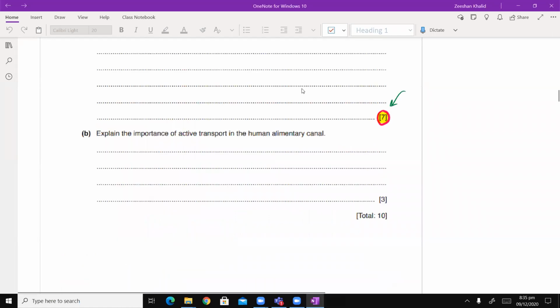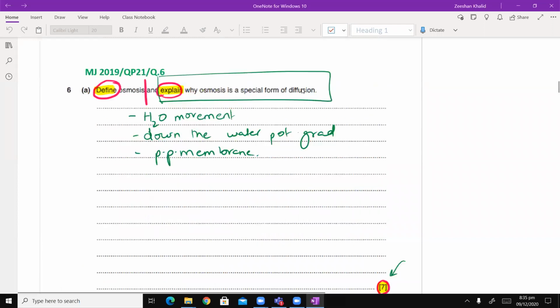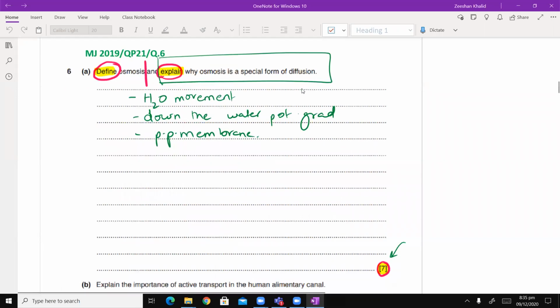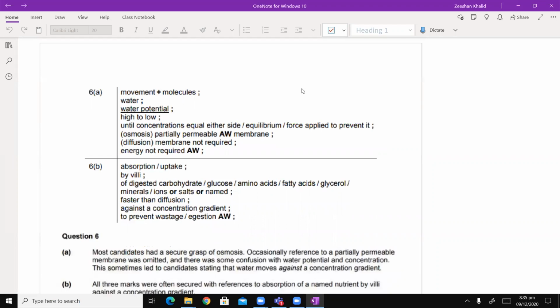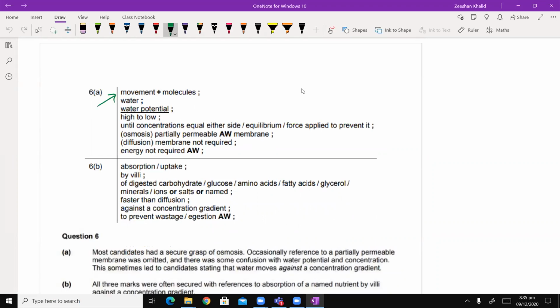So let's go back to the question. The question was, define osmosis and explain why osmosis is a special form of diffusion. 7 marks. Now, again, looking at the marking scheme, it says movement plus water.